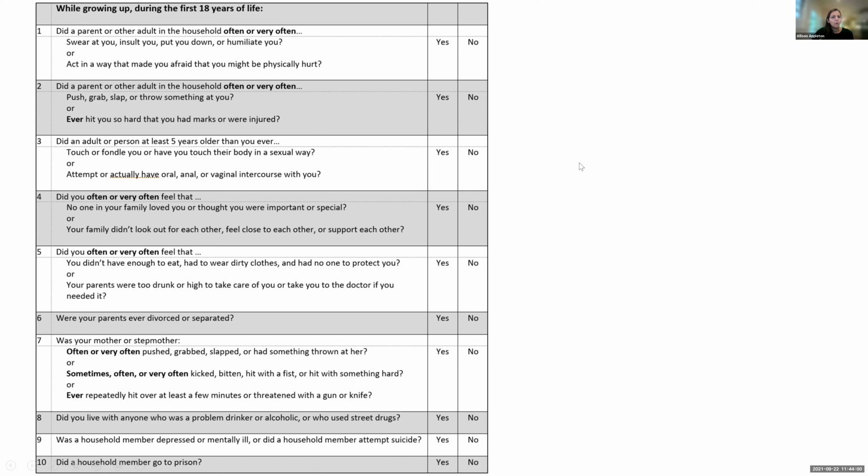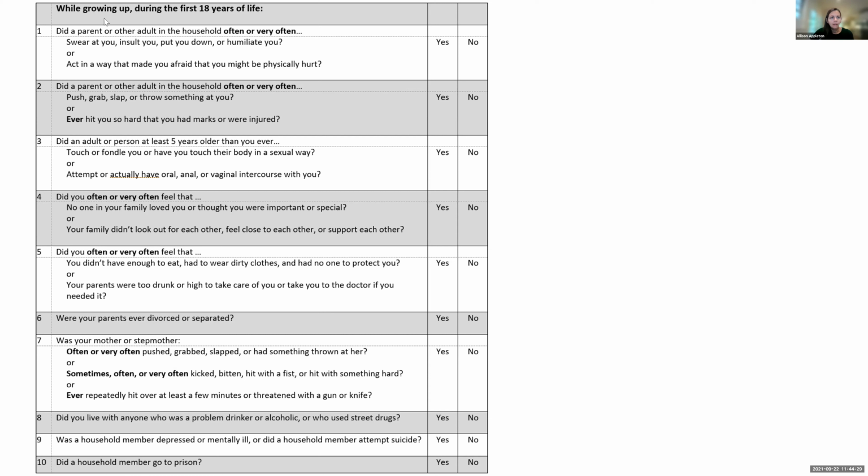So you can see what the questions are and what types of ACEs are asked about. While growing up during the first 18 years of life, did a parent or adult physically harm you, sexually abuse you, neglect you, those sorts of things. So this questionnaire asks about really serious adversities in early life. It also asks about more common forms of adversity, like were your parents ever divorced or separated?